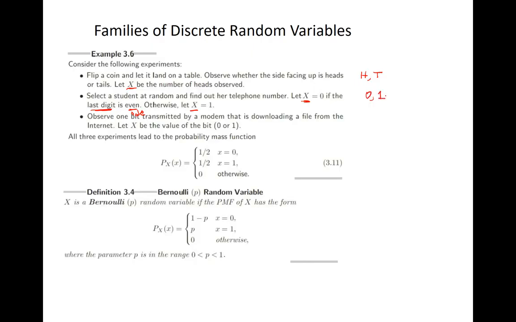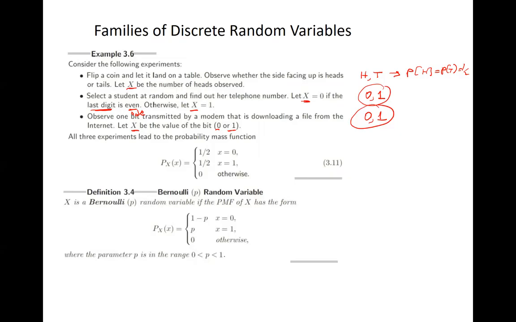Next, we look at the bits transmitted by a modem when downloading a file from the internet, and X is either binary 0 or 1. So the result is 0, 1. In such two-outcome cases, we assign a probability to one of these outcomes, and if they are equally likely, then we simply write the probability of H equals the probability of T equals 1 over 2, typically. This is also the same.